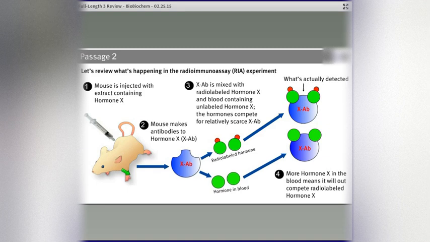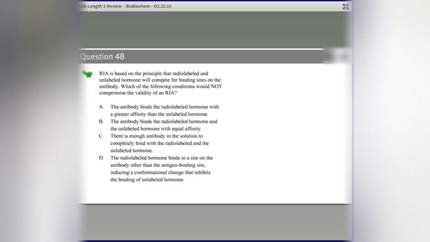Okay, so let's use these ideas to tackle the questions. Based upon what we have, let's take a look at 48. Here they're taking a look at the principle that we just talked about. Radiolabeled and unlabeled hormone are going to compete for binding sites, so what's not going to compromise the validity of this? This is one you'd probably want to triage for later, because you'd have to go through each answer choice piece by piece. But let's do it now.